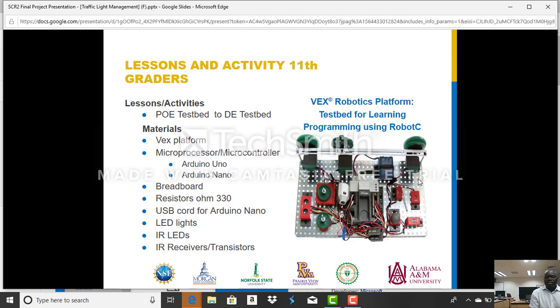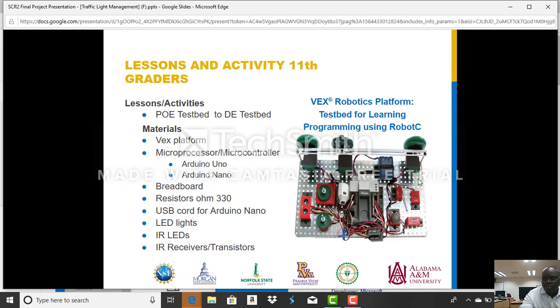The next activity is going to be for the 11th graders. For the 11th graders, I intend for them to use the same platform that we used for their previous class. These students have already taken a foundation class where they were able to use the VEX platform and use Robot C to program different components.